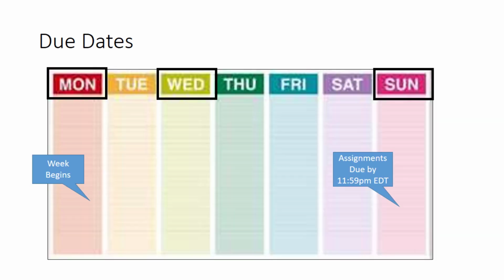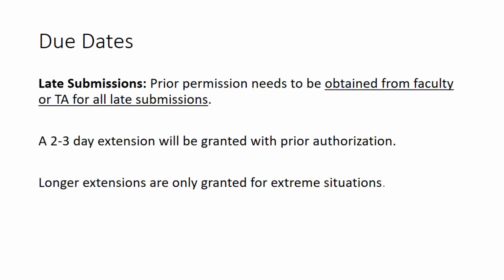Each module or week begins on a Monday, and assignments for the week are due the following Sunday by 11:59 p.m. Baltimore time. We realize you have busy lives, and this is not the only course you're taking. If you're unable to make a due date, you need to let one of the instructors or TAs know in advance. With prior authorization, we will grant a 2 to 3 day extension. Extensions longer than this will only be granted for extreme circumstances.